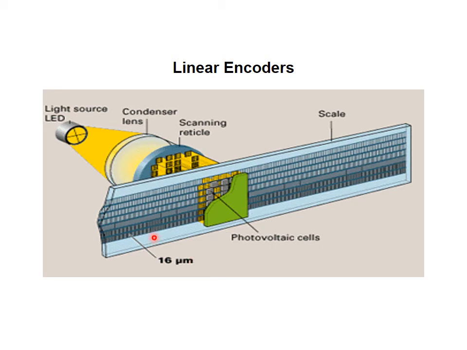Here the dimension of this opening is given as 60 micron. So this scale is perforated. Whatever light falls through the perforation falls on the photovoltaic cell, and as either the scale or the equipment moves, normally the scale, the light falling on it will be sensed accordingly.